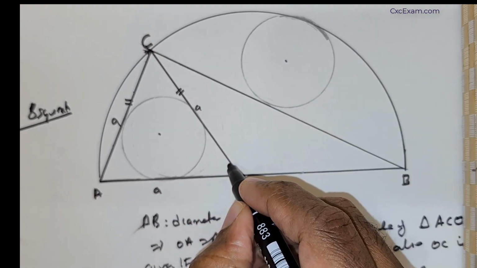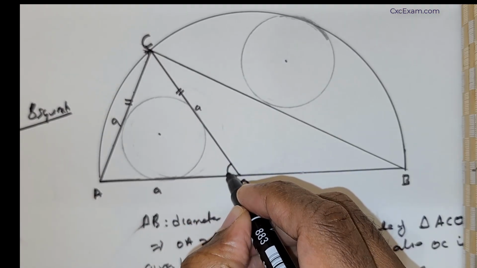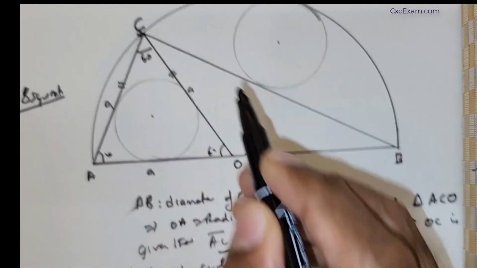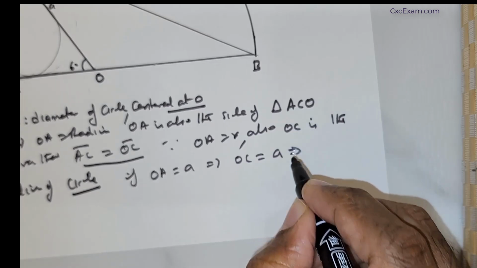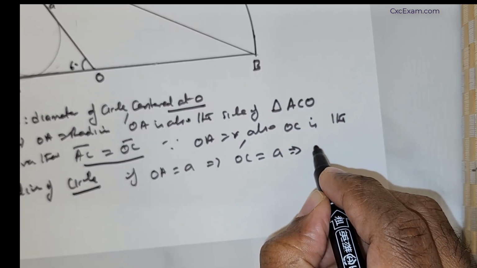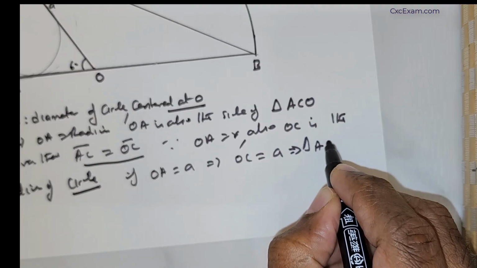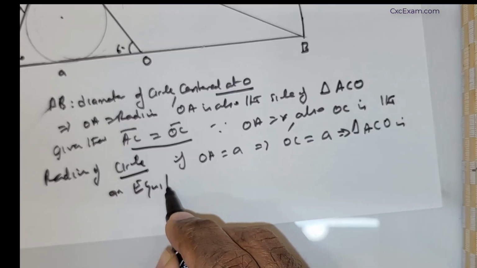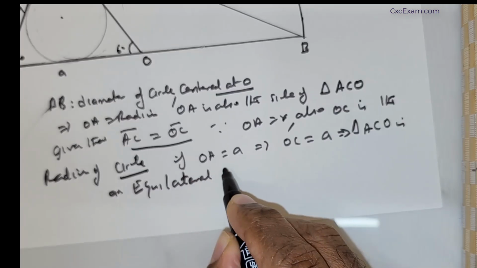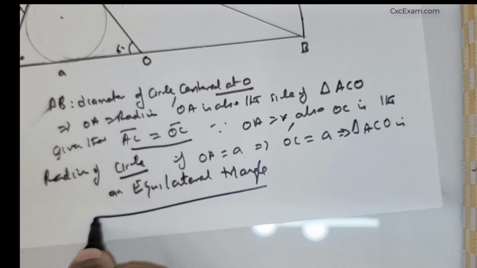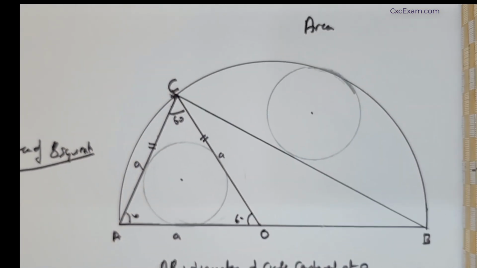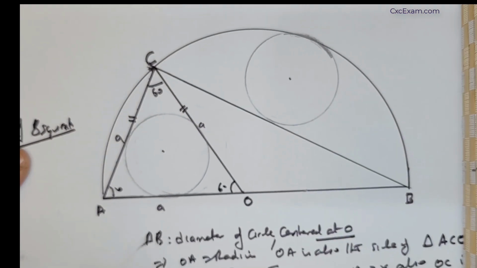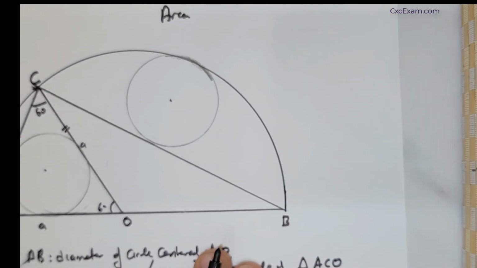That means each of these angles are 60 degrees. So this is going to be 60, this is going to be 60, this is going to be 60. Why? This means triangle ACO is an equilateral triangle. Okay. I hope you're able to watch this. Okay, so that's the first observation.